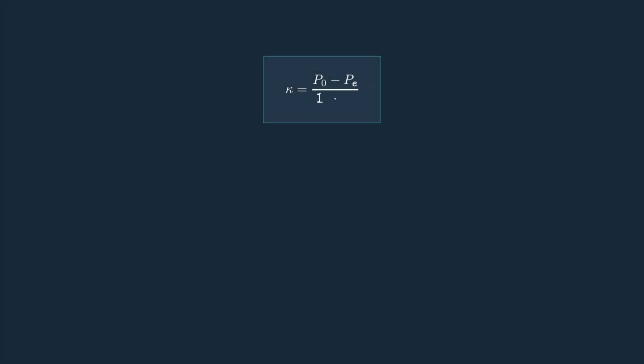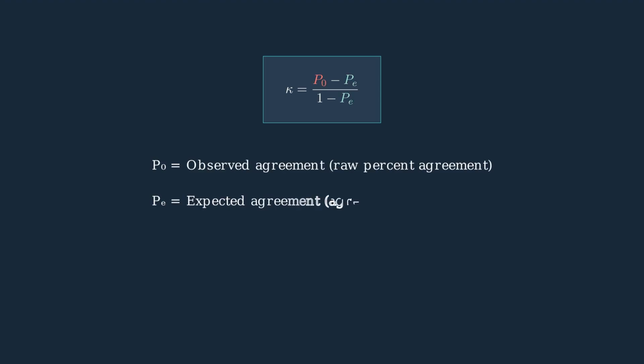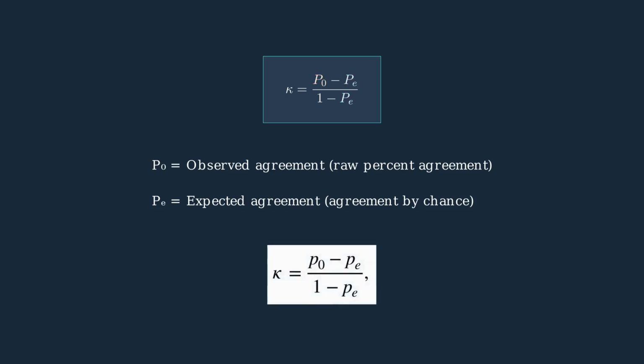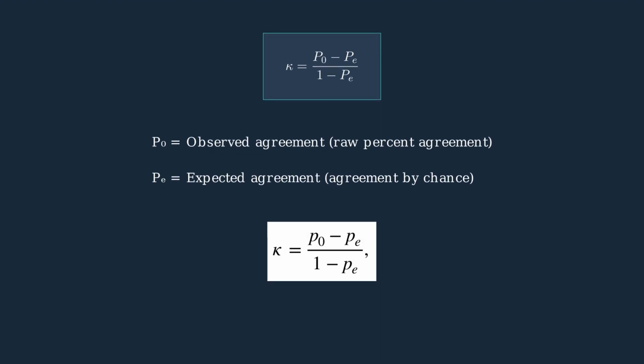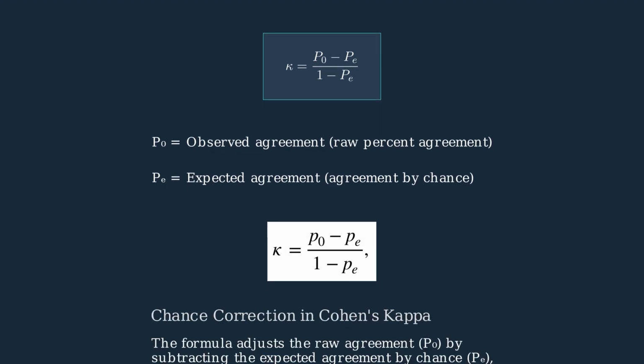Cohen's kappa uses a formula that accounts for chance agreement. In this formula, P0 represents the observed agreement between raters. PE represents the expected agreement by chance alone. Let's examine the complete formula, which appears as shown here. This formula is a chance-corrected measure of agreement. The formula adjusts the raw agreement by subtracting the expected agreement by chance, then dividing by the maximum possible value above chance.